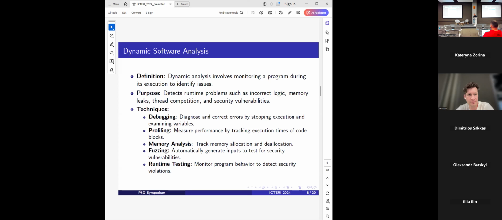While dynamic analysis is powerful, it has its limitations. For instance, we can never fully guarantee that the program will work correctly in all scenarios, because sometimes it's impossible to test every possible input or state. That's why dynamic analysis is often paired with static analysis to provide a more comprehensive approach to software verification.